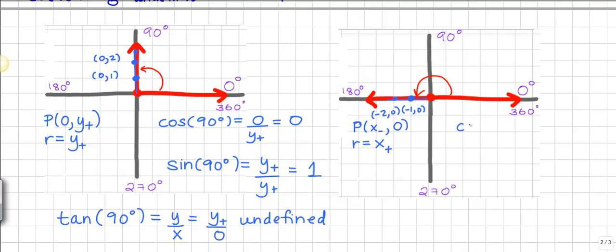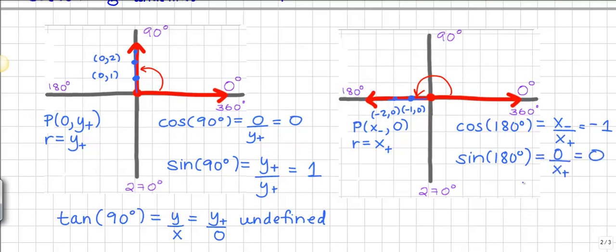So if I were to do cosine of 180 degrees, then I'm looking at the x-coordinate, which is negative, over the r value, which is the absolute value of that x-coordinate, and these would reduce to -1. The sine of 180 degrees would be y over your r value, and it would reduce to 0. And then you should go through all the other definitions to identify when someone's undefined versus defined.